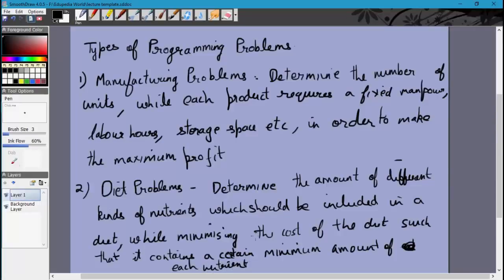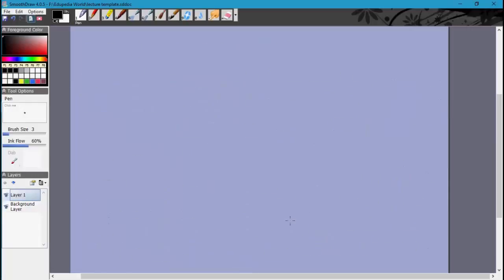So the constraints would be, we need a minimum of this much of iron, this much of calcium, and so on. However, the thing which earlier we needed to maximize, the profit, now we need to minimize something, we'll need to minimize the cost of this diet. We'll see an example of this type of problem in the next video as well.